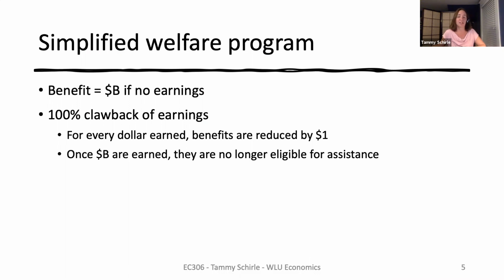Here, a person is going to be eligible for a benefit equal to B dollars if they don't participate in the labor market. This, for instance, could be the $800 per month that a single person in Ontario is eligible for. In this example, we're also going to have a 100% clawback applied to any earnings. What this means is that for every $1 earned in the labor market, their benefits are reduced by $1. So, for example, if you worked for 1 hour and received $15 in wages, your social assistance benefit would be reduced to $785, and your total income is still $800.